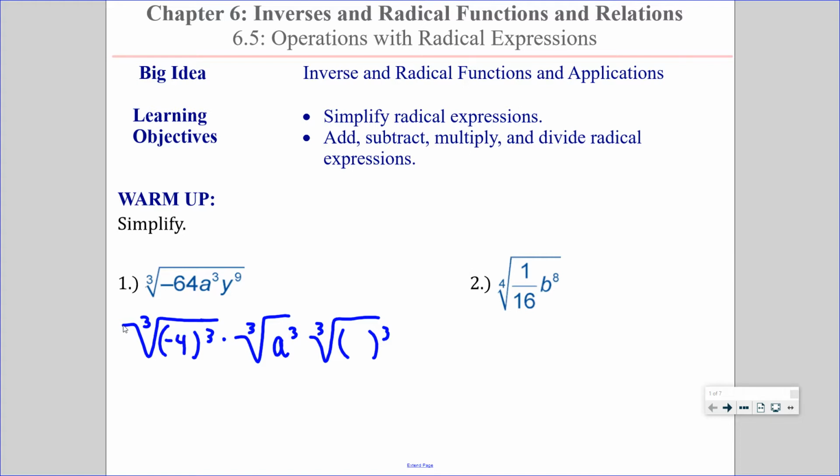All right. What about y? Y cubed would give me y to the 9. So what happens here is the cube root cancels out these cubes. So you should have gotten negative 4y cubed. I'm a genius. Raise your hand if you got that right.